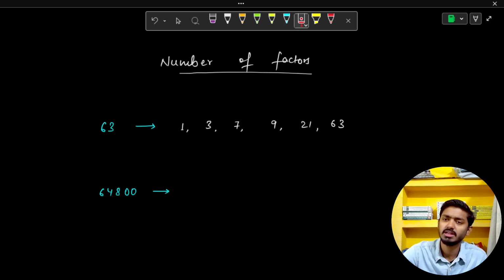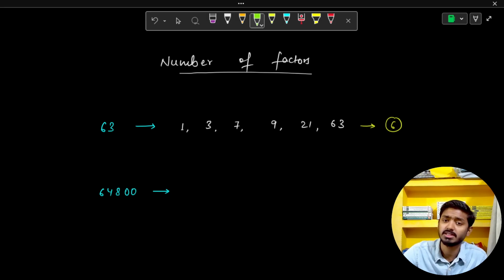As we can very clearly see, 63 has 1, 3, 7, 9, 21 and 63 as its factors. In total, there are 6 factors. But if we are asked to find all the factors of 64800, that would be tricky because it is easily going to be more than 20 or 30. Now that will be difficult for us to find. So what we instead do is we prime factorize.